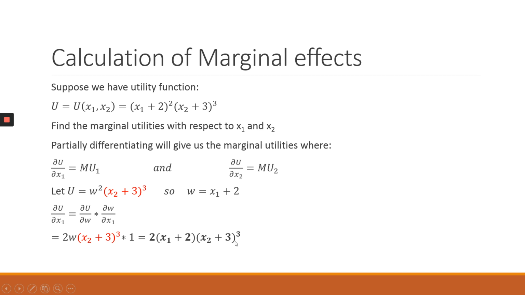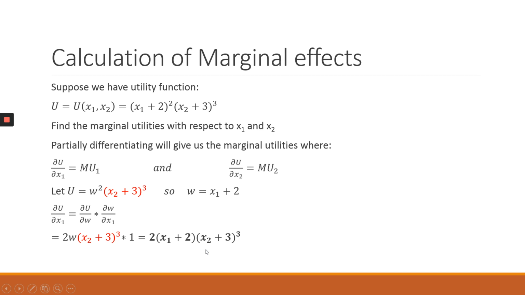So as our solution, we have to bring back the elements that represent w, so that our marginal utility function is expressed in terms of x1 and x2. So we can now say our marginal utility with respect to x1 will be equal to 2 times x1 plus 2 multiplied by x2 plus 3 raised to the power of 3, which was our constant.